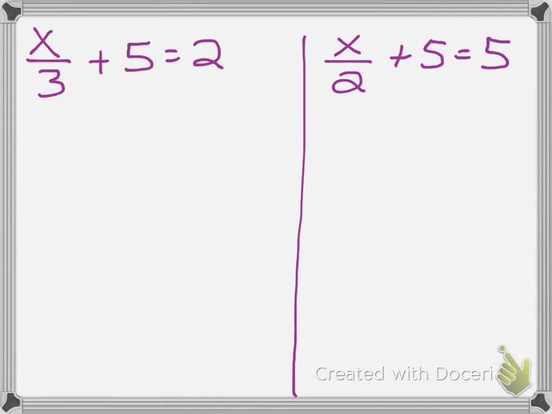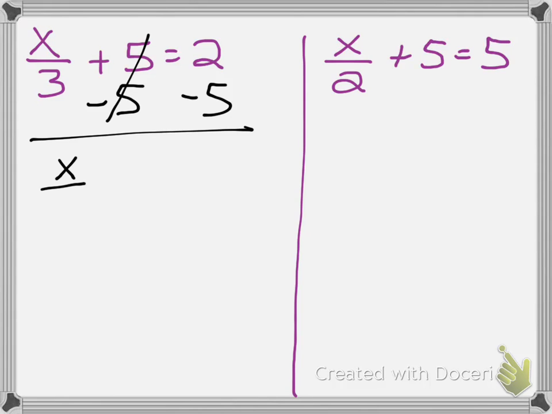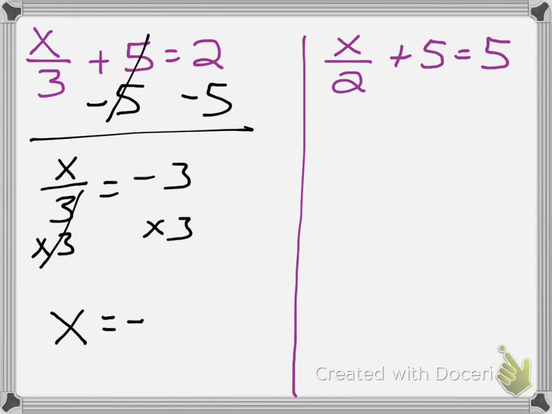This next example, I'm going to subtract 5 from each side. 5's cancel. X divided by 3 equals negative 3. I'm going to times each side by 3. They cancel. And my final answer is x equals negative 9.